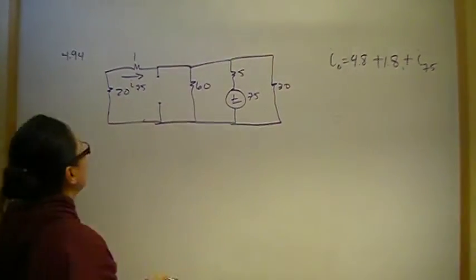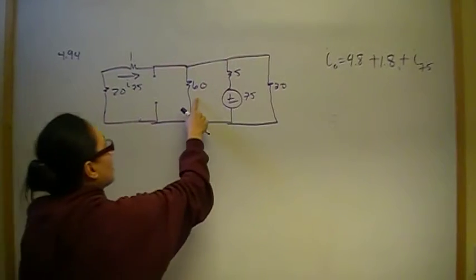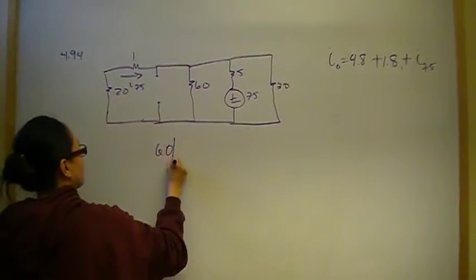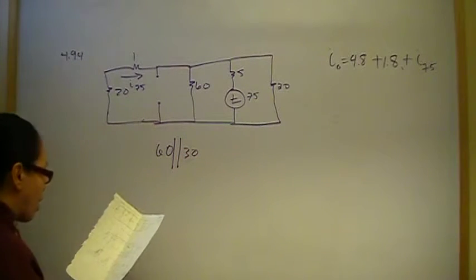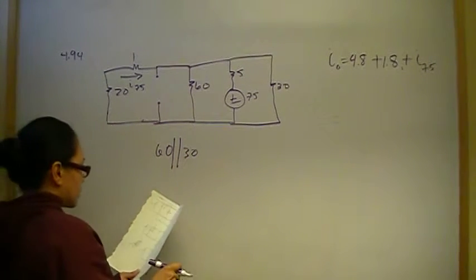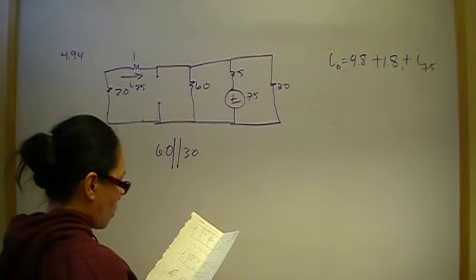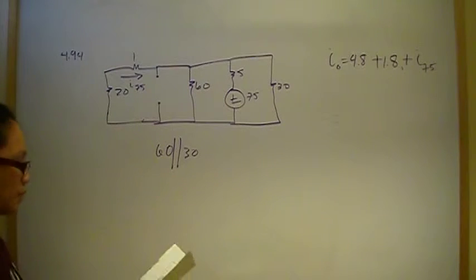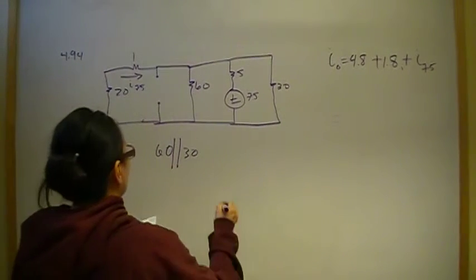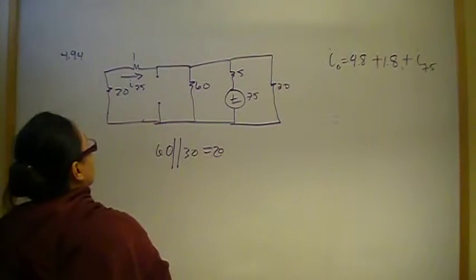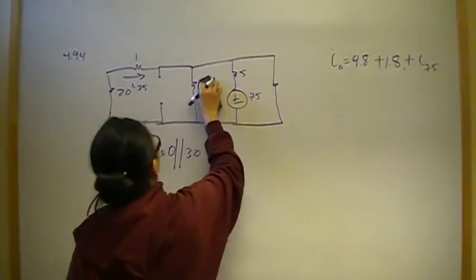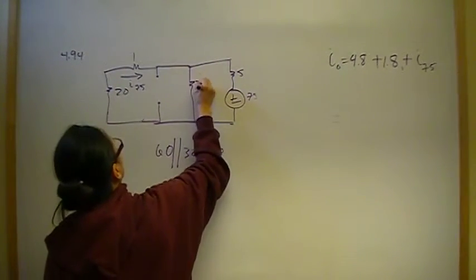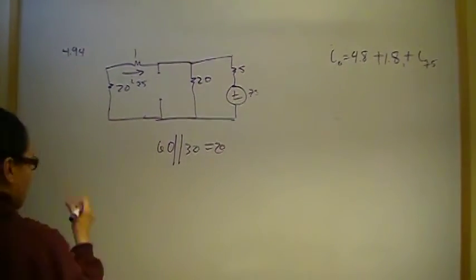All right, so 60 and 30 are in parallel, so I'm just going to combine that together. So 60 and 30 are parallel connected. So what does that give me? That's going to give me 20. So I'm going to replace this here with 20.